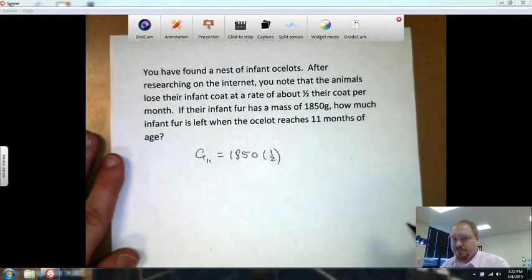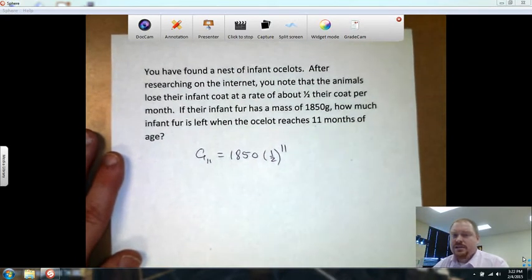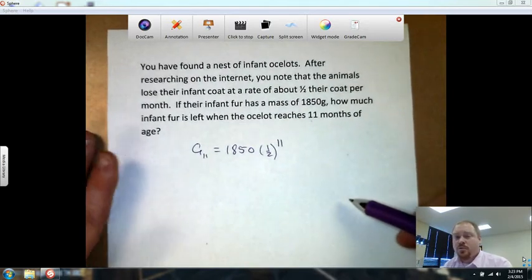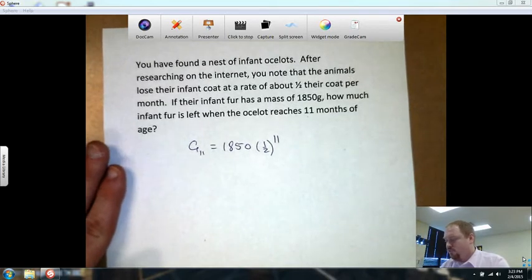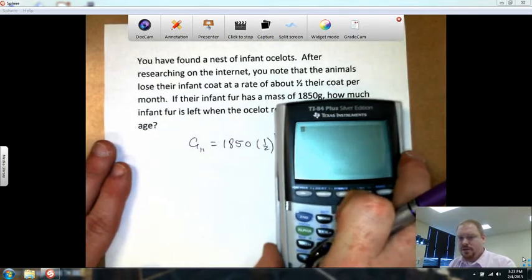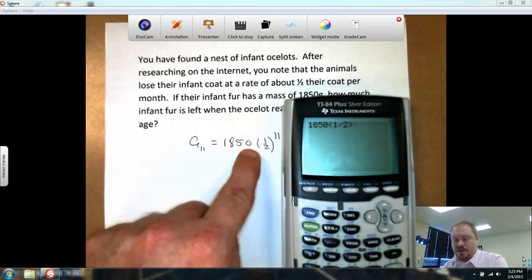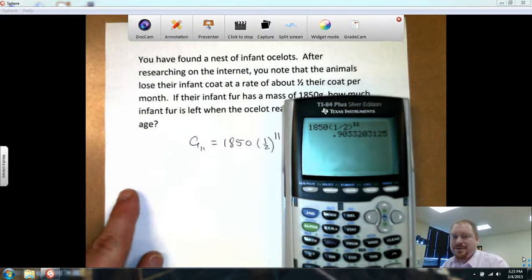So, I have a sub 11, because it's 11 months, equals 1850 times 1/2 to the 11th power. So, I get out my trusty calculator, and I'm just going to type it in. All I'm looking for is for you to show me the formula with the numbers in it, and then the calculator can do everything else for us. I do not expect you to do this by hand.